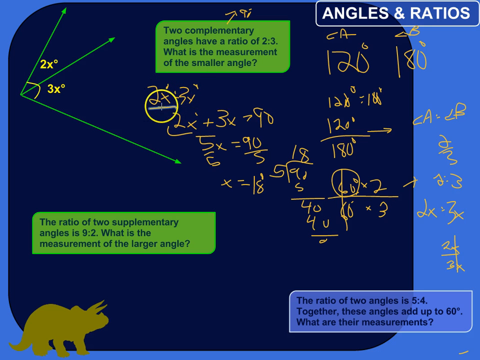So the measurement of that angle is 2 times x. We figured out what x is, so the smaller angle will be 2 times 18 degrees, which is 36 degrees. That would be the answer to that problem.